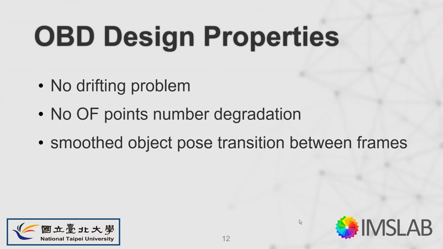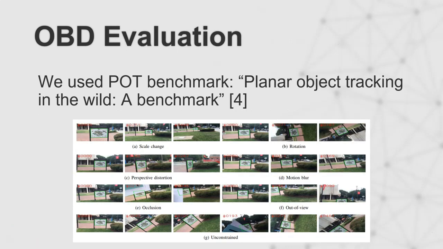Therefore, by its design, OBD eliminates the points drifting problem because OBD guarantees that the tracked points correspond to the same points on the template image. OBD eliminates the optical flow points number degradation problem because the number of input points for optical flow is always equal to the number of object points thanks to object points projection. Also, OBD provides smooth object pose transition between frames thanks to the optical flow tracking algorithm.